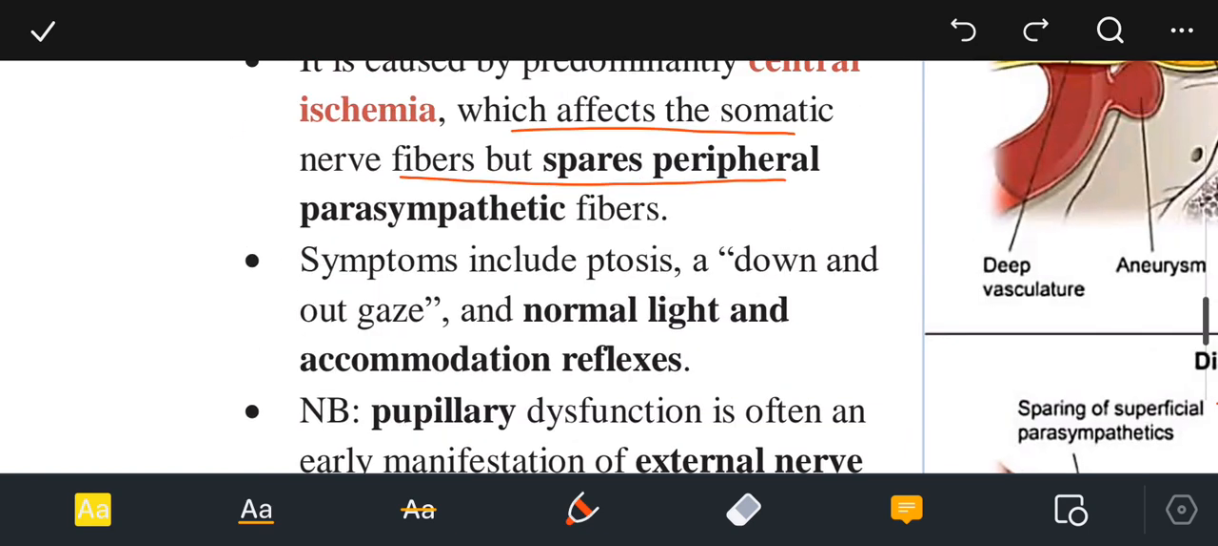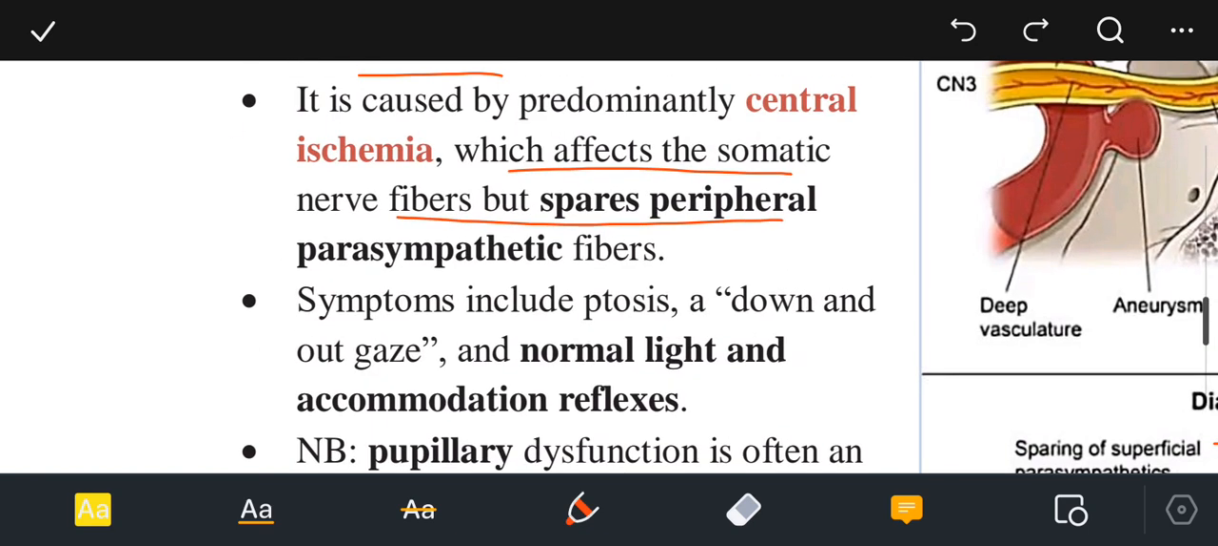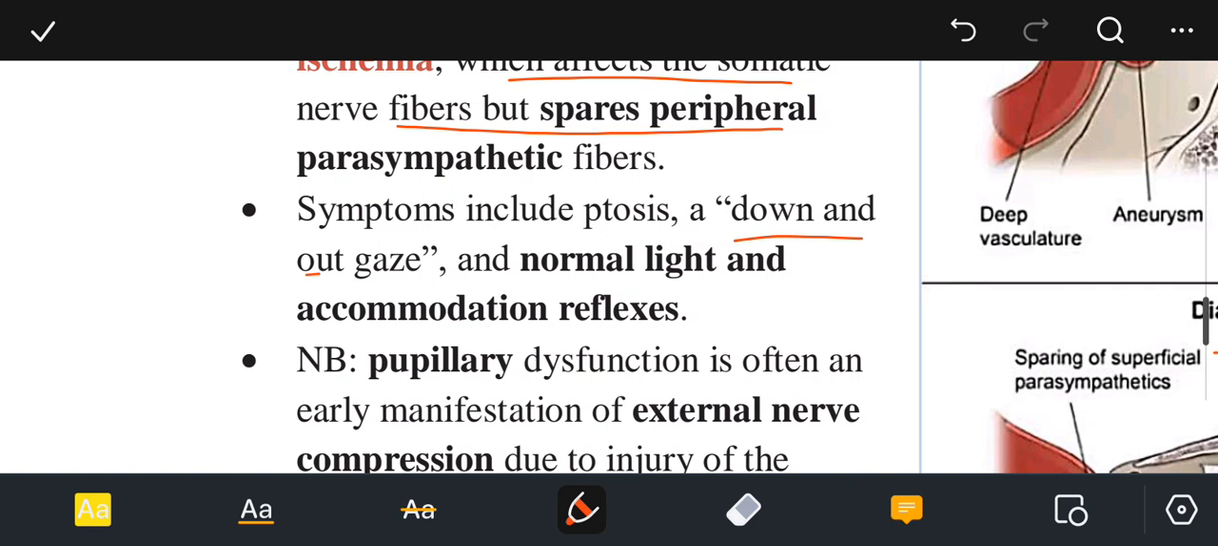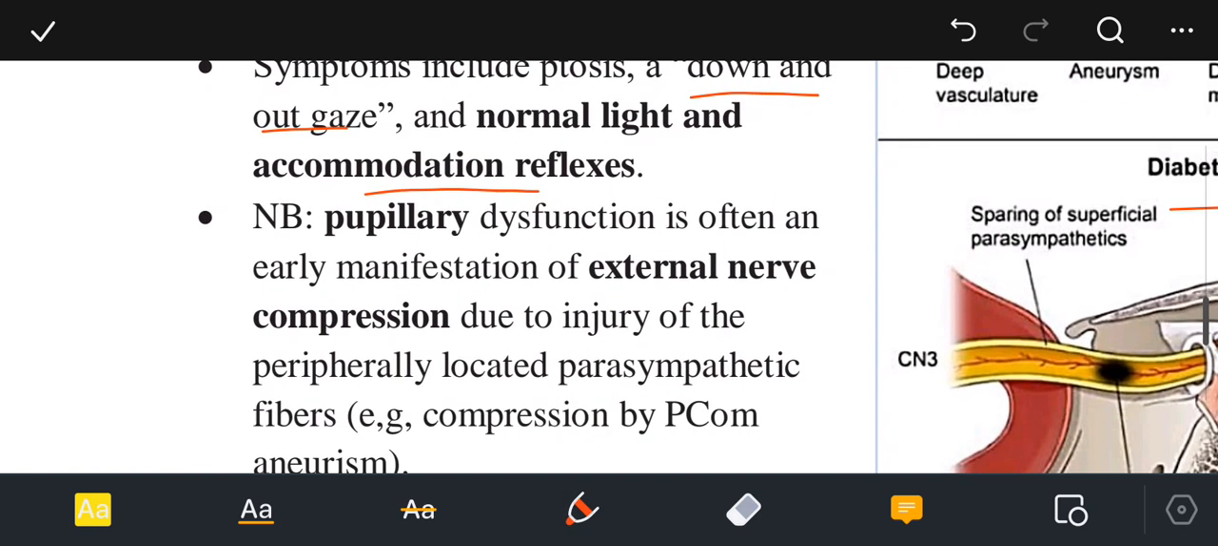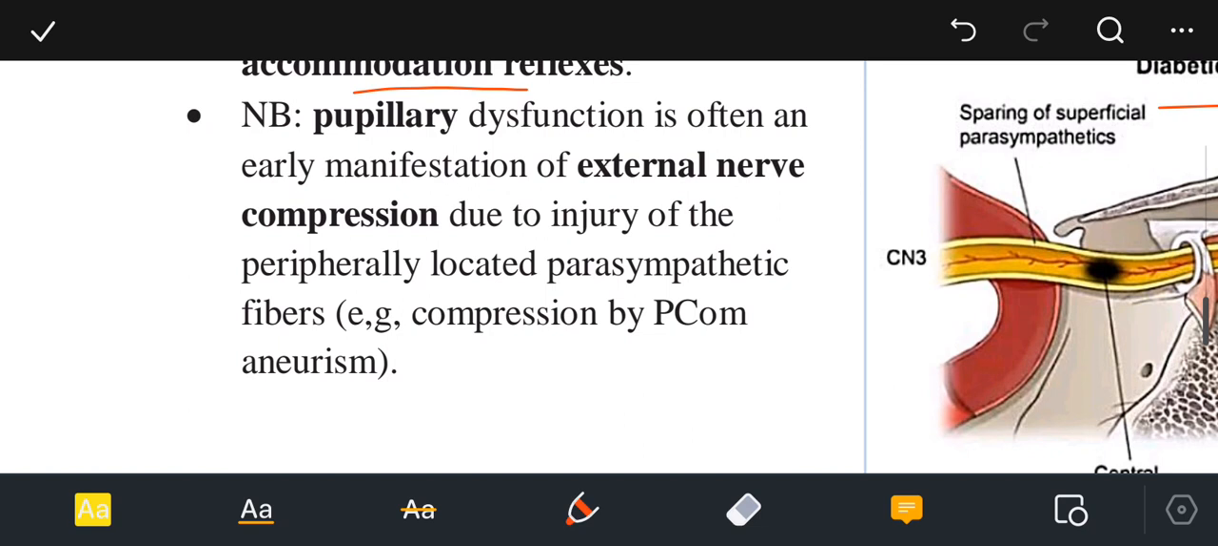So they were saying that it is caused by predominantly central ischemia, which affects the somatic fibers or the motor fibers but spares the peripheral parasympathetic fibers. Symptoms include ptosis, a down and out gaze, and normal light and accommodation reflexes. There is an NBME point that pupillary dysfunction is often an early manifestation of external nerve compression due to injury to the peripherally located parasympathetic fibers, for example, the compression by a posterior communicating aneurysm.